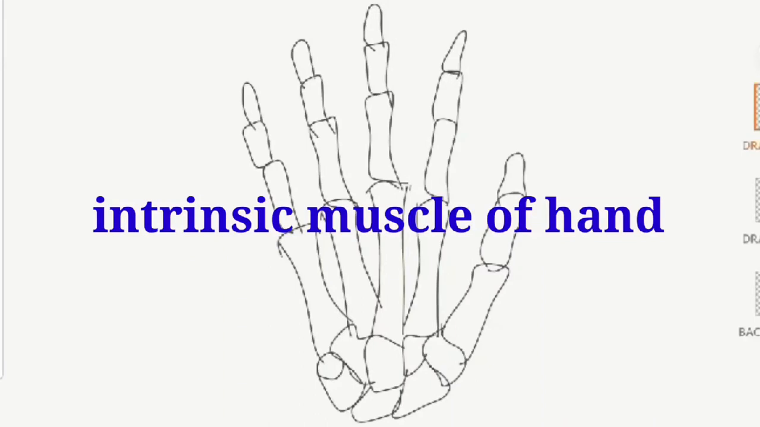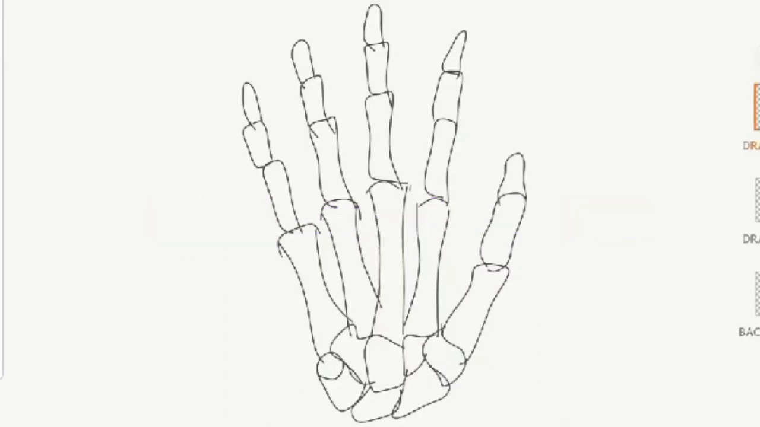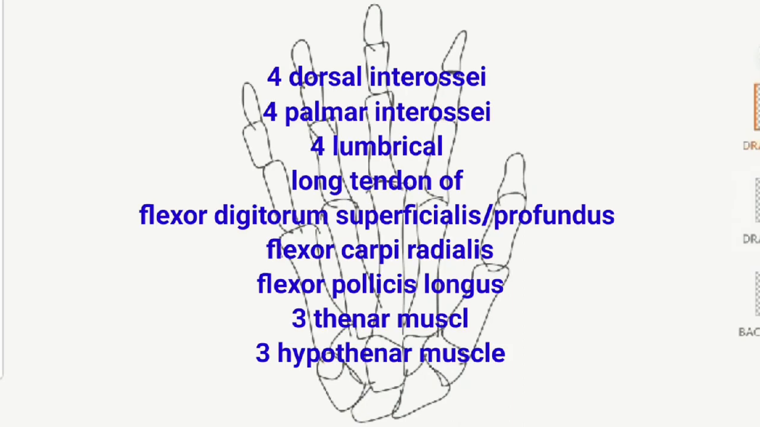There are 4 dorsal interossei and 4 palmar interossei. They originate from the metacarpals and are inserted into the base of the proximal phalanx. We count them from the lateral to the medial side, so from the thumb to the little finger.